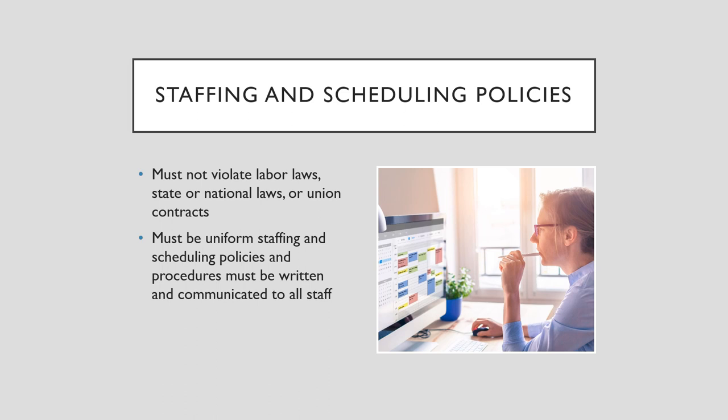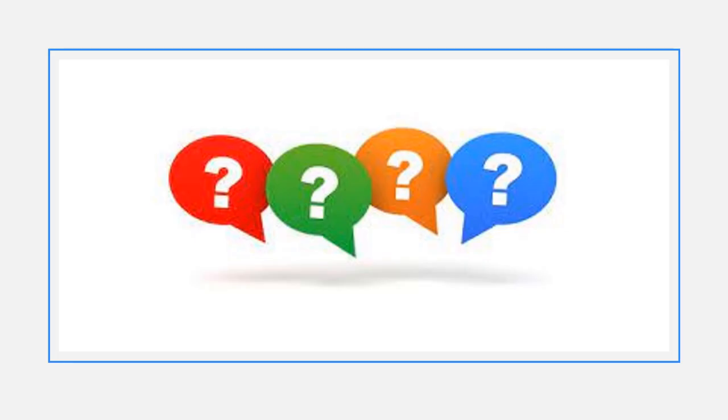The staffing and scheduling policies cannot violate labor laws, state or national laws, or union contracts. And they must be uniform. Staffing and scheduling policies and procedures must be written and communicated to all staff. And that concludes chapter 17.